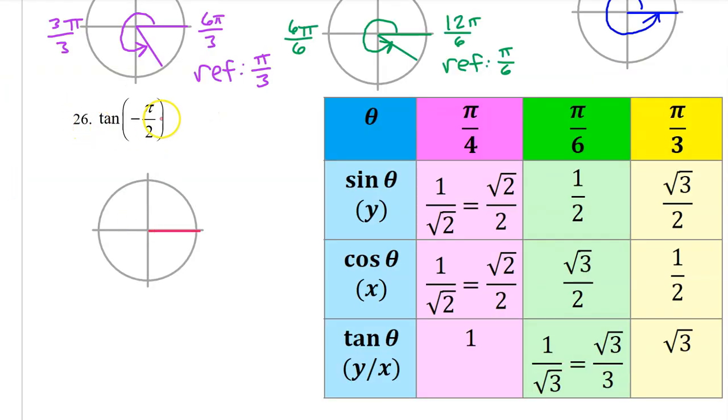In number 26, a negative angle means that we rotate in the clockwise direction instead of the usual counterclockwise direction. Negative pi over 2 is going to land right here, where the slope of the terminal side is undefined. A vertical line has an undefined slope, so that's why the tangent is undefined.